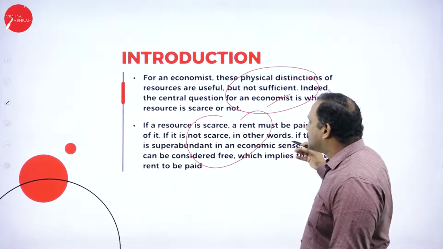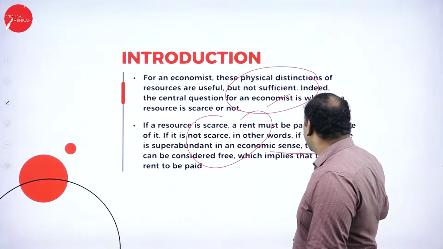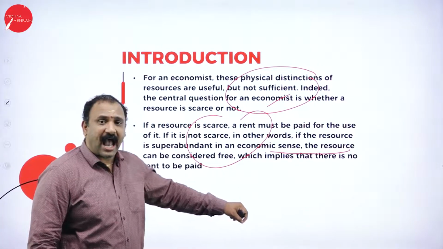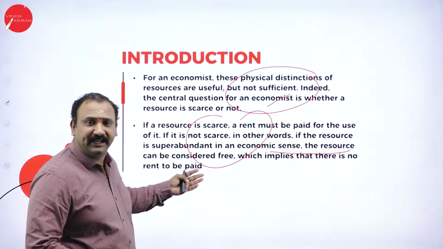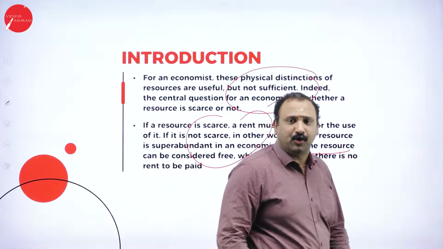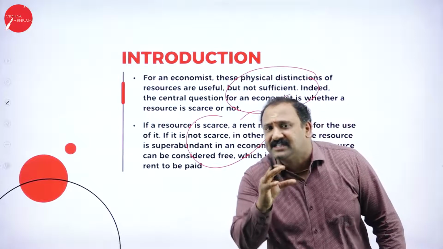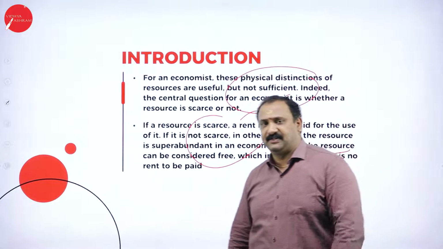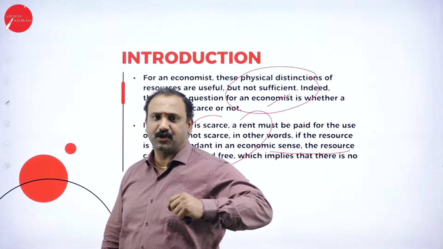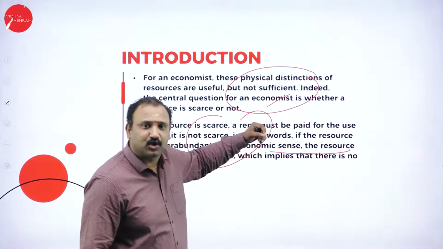Secondly, if the resource is super abundant, we are going to talk about an extreme scenario here, when in economic sense the resource can be considered freely available, and it is implied that no rent needs to be paid. For example, the mining metallurgy sector is a very, very reserved sector. It is a scarce resource. So the rent that is involved in utilizing that resource is very high. It is way beyond what we are talking about.